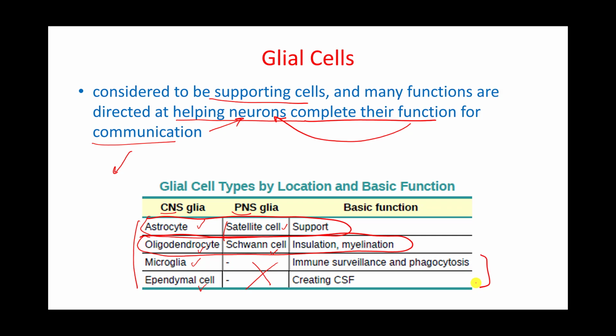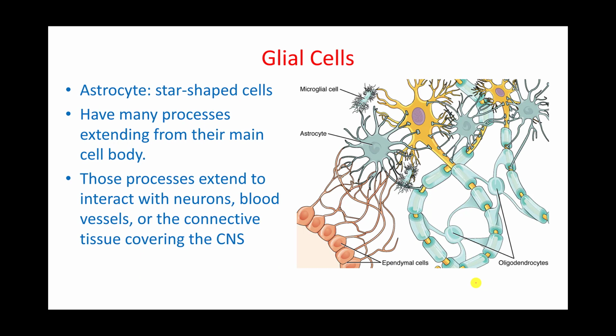Let's go very briefly into each one of these cells. The first one is the astrocyte. The name comes from their shape. These are star-shaped cells. We are talking about these cells, and as you can see, they have multiple extensions. As you can see, they are connecting to the neuron. This is the neuron. But they are also connecting to other structures, to ependymal cells, for example. Their main function is to support and brace the neurons.